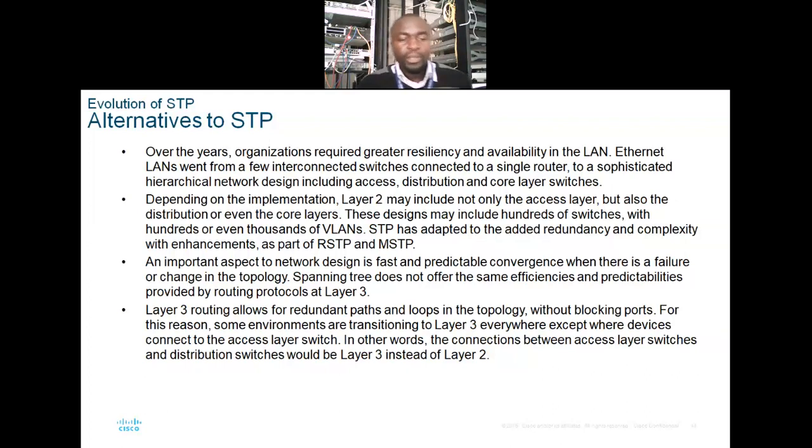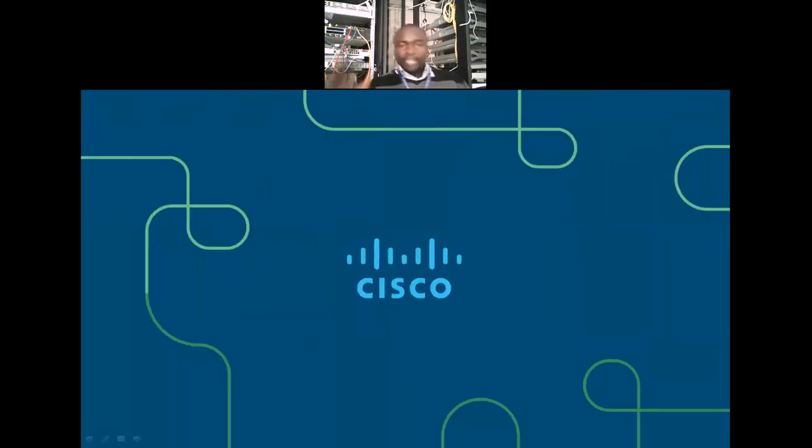All right. So this is very important. Layer 3 routing allows for what? Redundant paths and loops in the topology without blocking ports. For this reason, some environments are transitioning to layer 3 everywhere except where devices connect to the access layer switch. In other words, the connections between access layer switches and distribution layer switches will be layer 3 instead of layer 2.